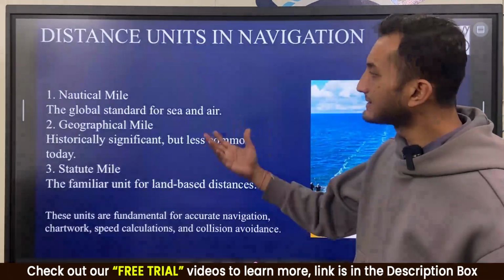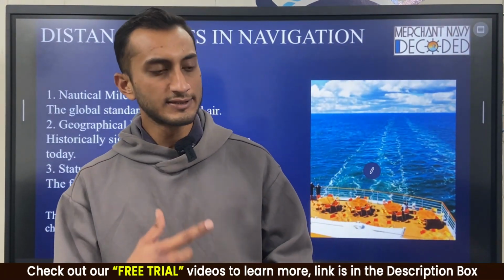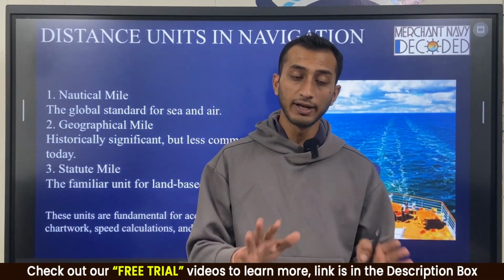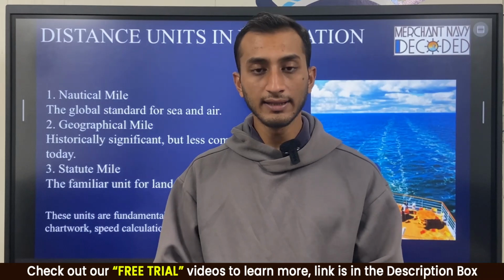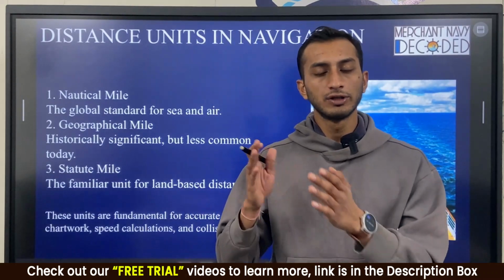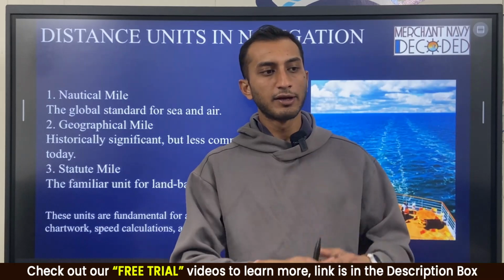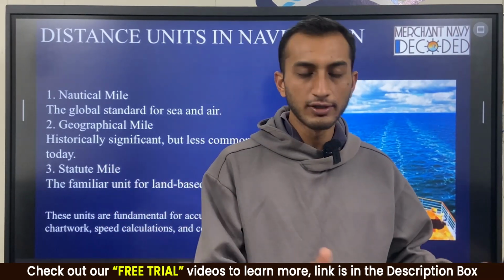So initially, what are these things? These are generally units of measurement. Nautical mile is used widely nowadays at sea and at air. Not nowadays, for a very long time. Geographical mile was initially used, but because of something, the idea of using geographical mile was brought down.